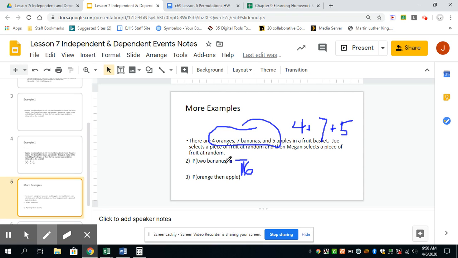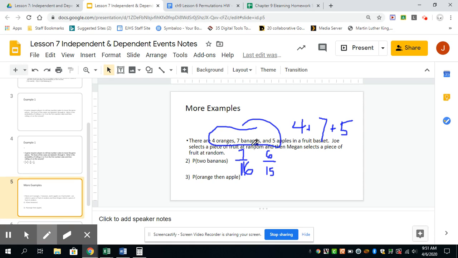And we're after 2 bananas. Well, whenever Joe gets ready to pull, there are 7 bananas and there are 16 pieces of fruit. So if he pulls that out and gets a banana, then we are going to notice that there's going to be now only 6 bananas in there, and there's only going to be 15 pieces of fruit because he pulled what he wanted. We're not really concerned what happens if he doesn't get that. We're only figuring out the probability of getting 2 bananas.